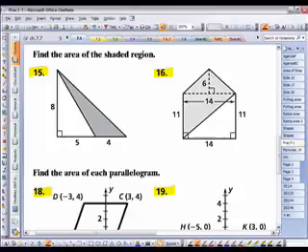Okay, a few more problems. We want to get the shaded area. The fact that this is 5, so what? Doesn't really do anything for us. Area is 1/2 times the base. The base of the triangle is only 4, times the height, which is 8.